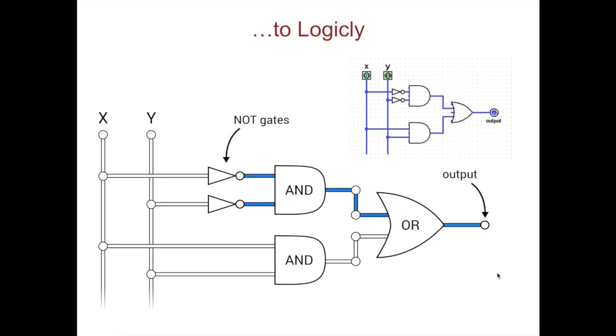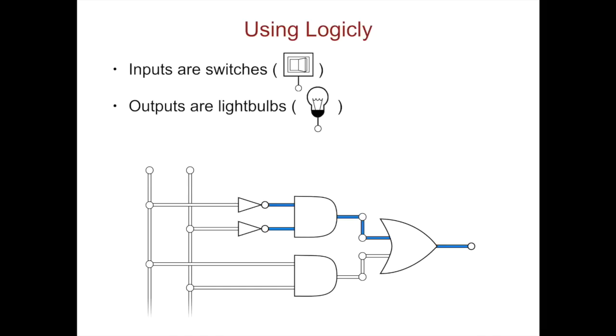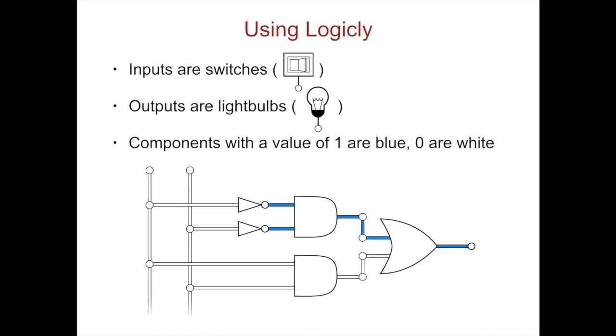So in Logically, we're not going to just show the inputs as letters over wires, but we're actually going to show inputs as switches. We're going to show outputs as light bulbs. And then another thing with Logically that's different from our lecture slides is that when we have a component that has a value of 1, that component will have some blue color. And then when we have a component where it's 0, it's going to be white.